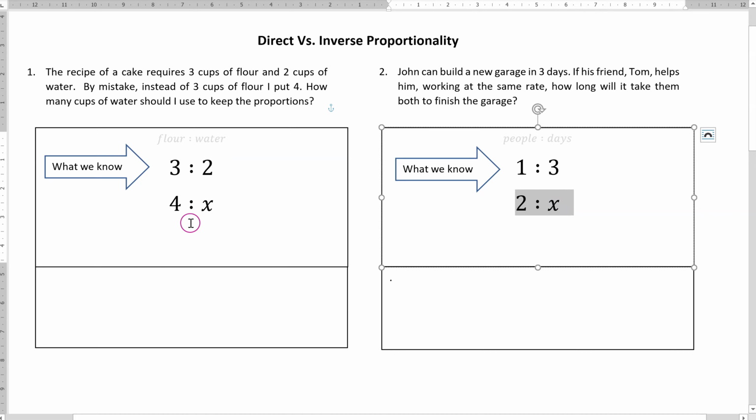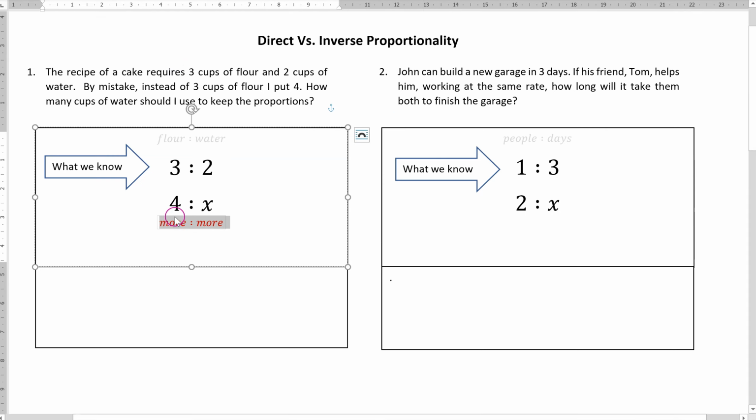Let's get back to the first question. I put more cups of flour. Do you think I need more or less cups of water? If you chose more, that's the right answer. More cups of flour in my case need more cups of water. So it's the same correspondence here. This is called direct proportionality.